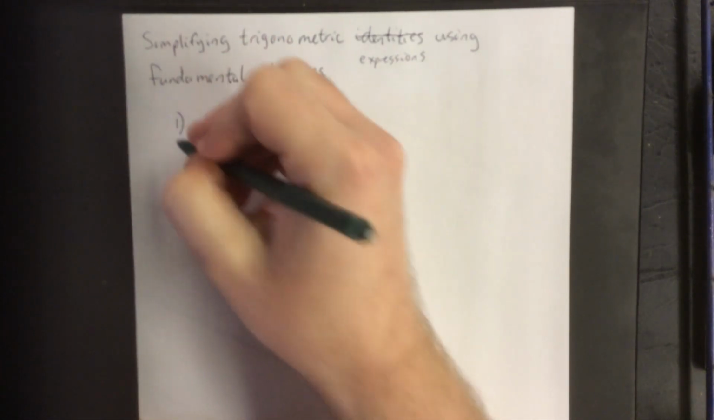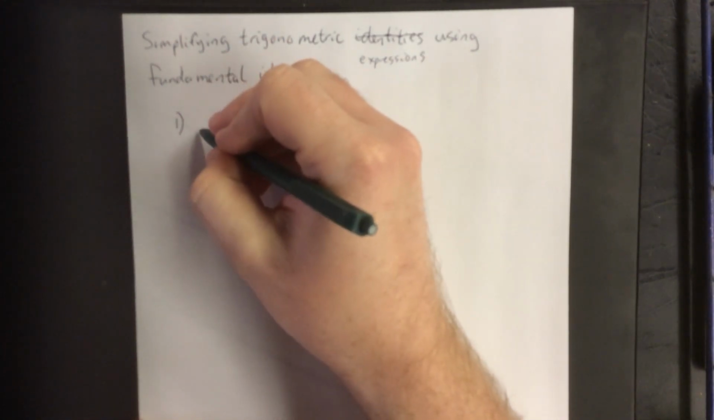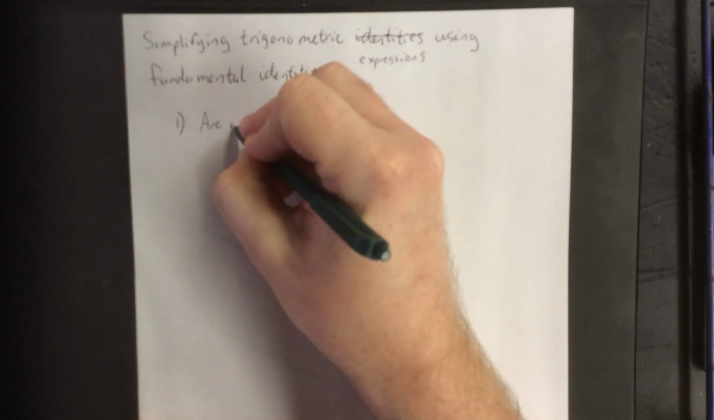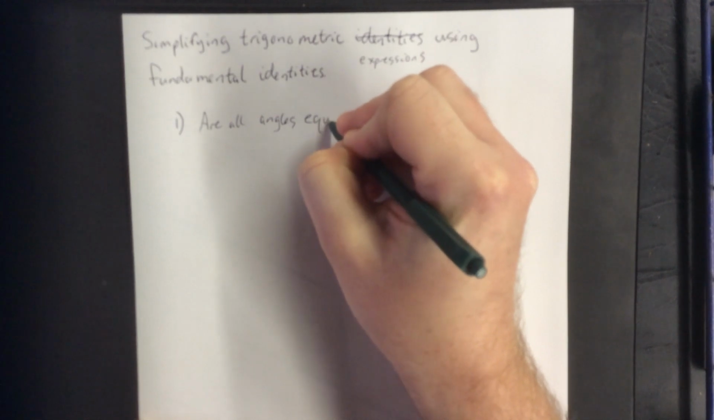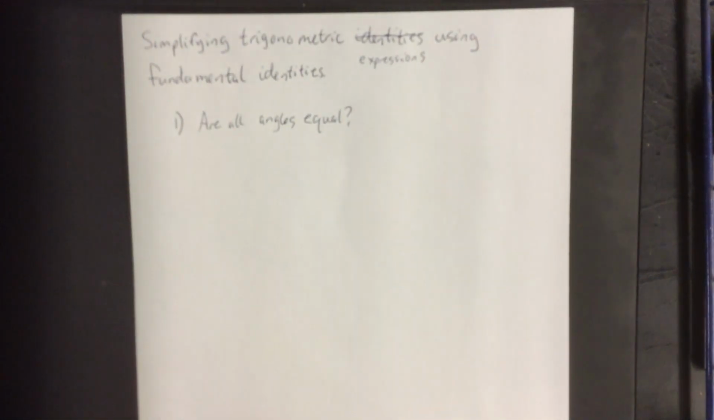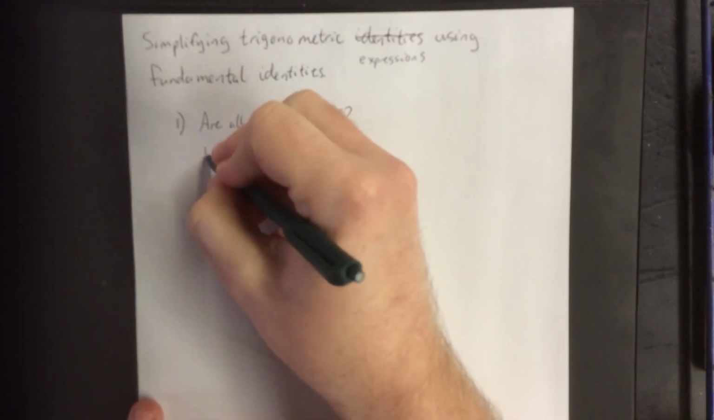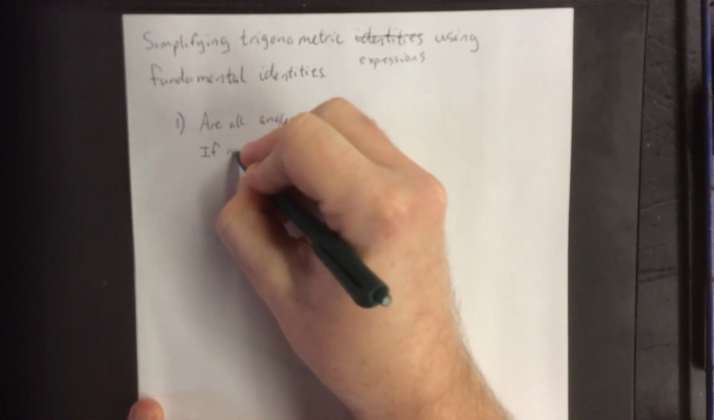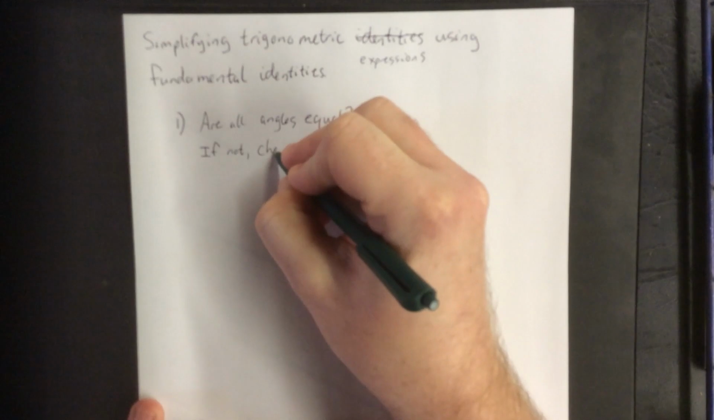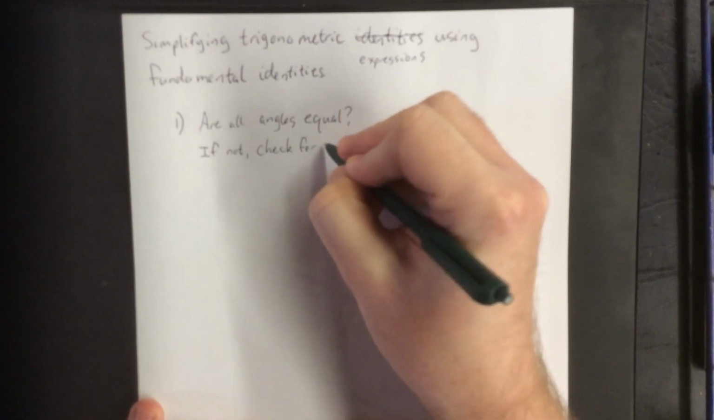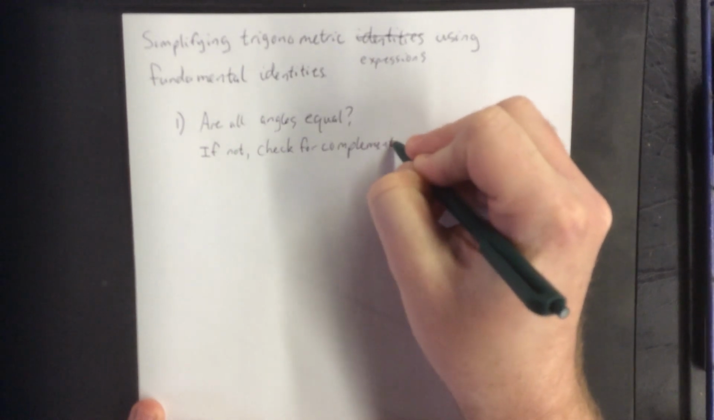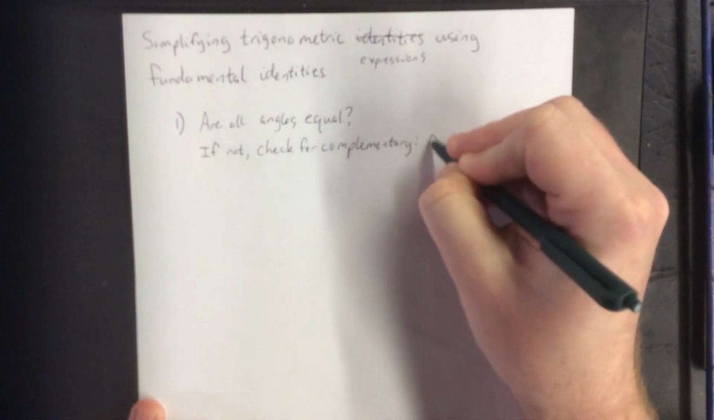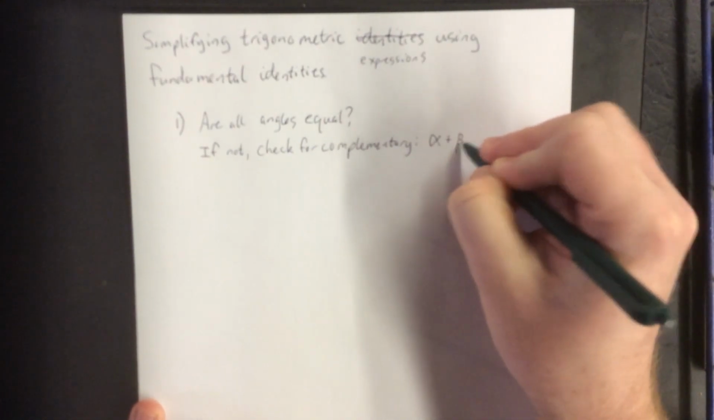Number one thing to look for when given a trigonometric expression is pose the question, are all angles equal? It's going to be important that in order to use three of those types of identities, all of the angles have to be equal to each other. If not, check to see if the angles are complementary. So check for complementary angles. And by that I mean check to make sure that the angles add up to 90 degrees or pi over 2 radians.